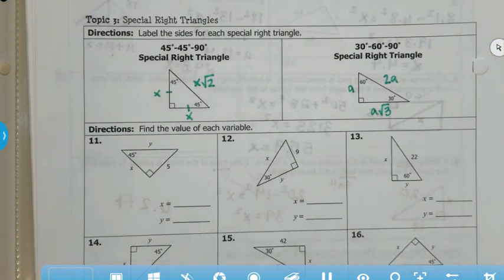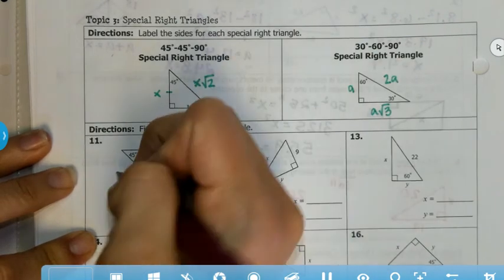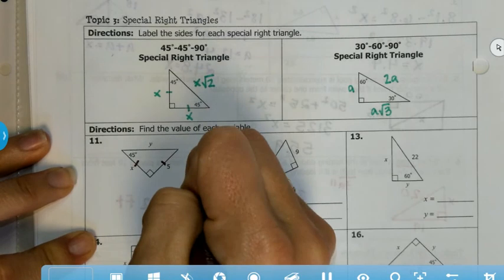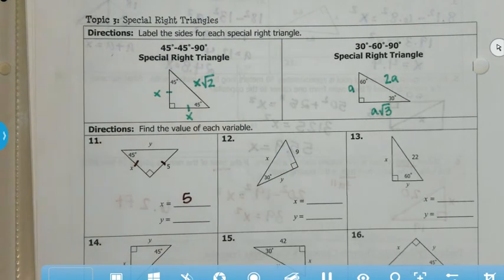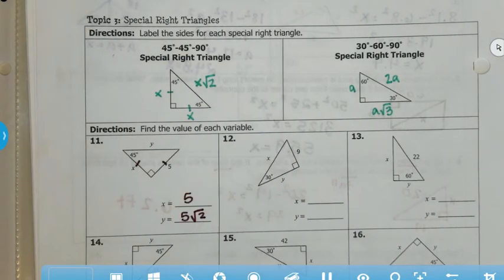So let's go through and work these out now. This first one is a 45-45-90. So go ahead, solve for x. And hopefully you know that since this side is 5, this side also has to be 5. And go ahead and solve for y. And this is 5 square root 2, because it's the hypotenuse and it's times the square root of 2.